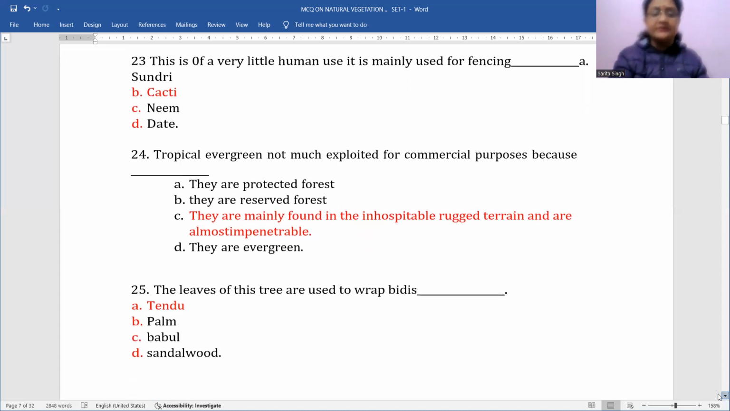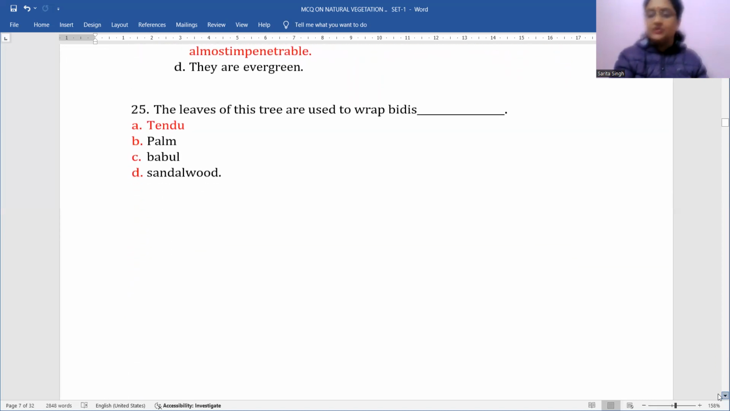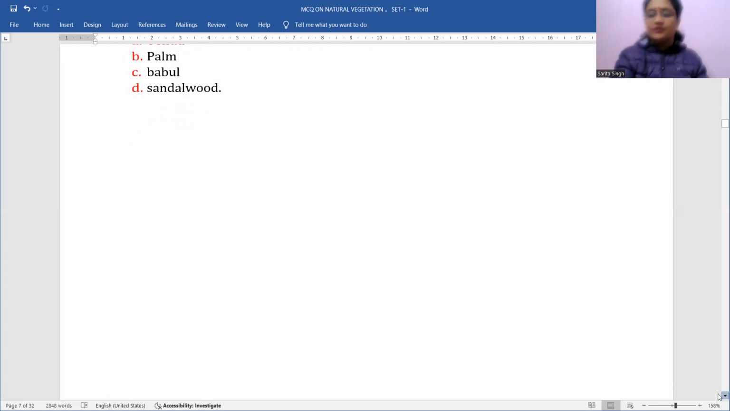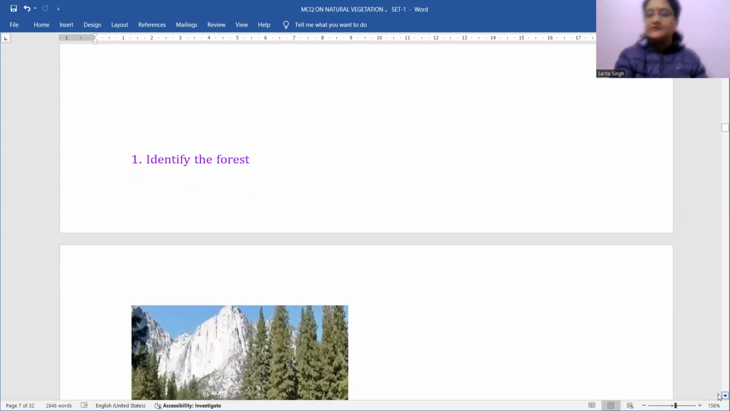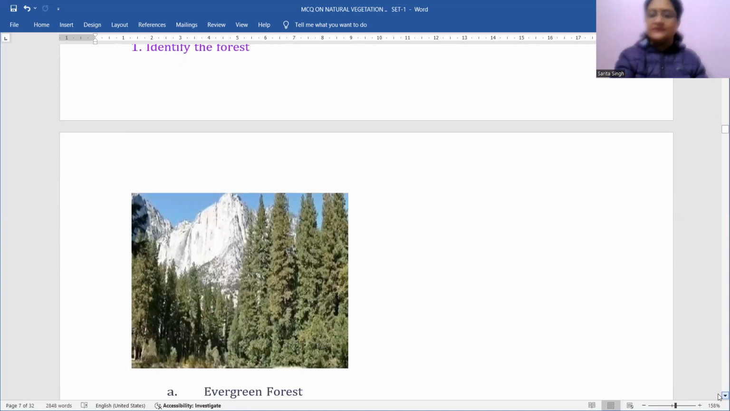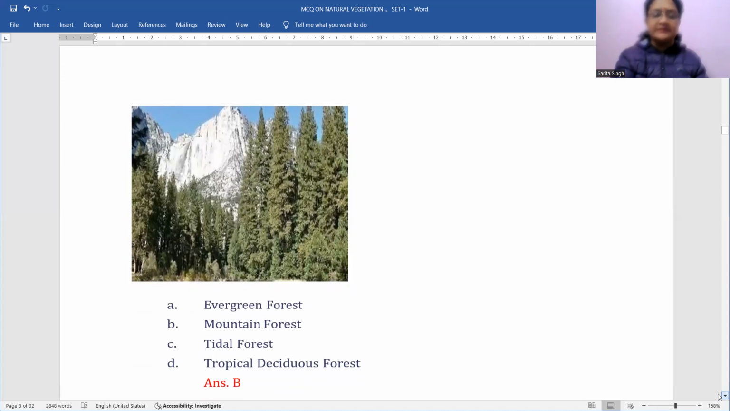Okay, next question है बच्चों, the leaves of this tree are used to wrap beedies, and the answer is तेंदू. Okay, तेंदू leaves जो हैं, उनको हम use करते हैं बीड़ी बनाने के लिए, right? Now next question is identify the forest. अब इसमें आपको आइडेंटिफाई करना है ये कौन सा फॉरेस्ट है, राइट? और 4 ऑप्शंस आपको दिए गए हैं. नंबर 1 इज एवरग्रीन फॉरेस्ट, नंबर 2 माउंटेन फॉरेस्ट, number 3 tidal forest, and number 4 tropical deciduous forest. The answer has to be mountain forest. Okay, mountain forest, you can see the coniferous type of trees are present, right?